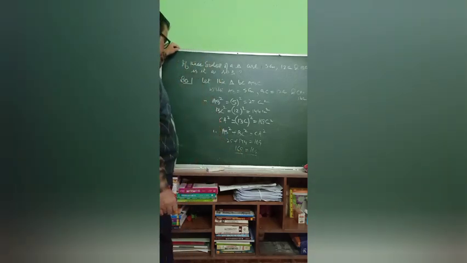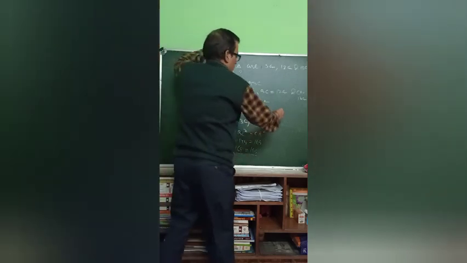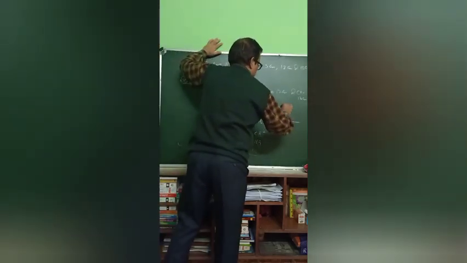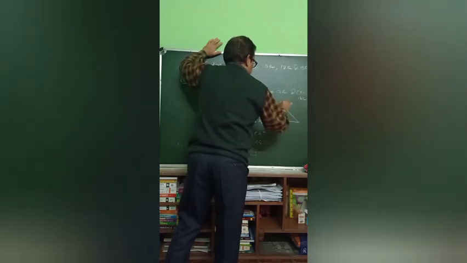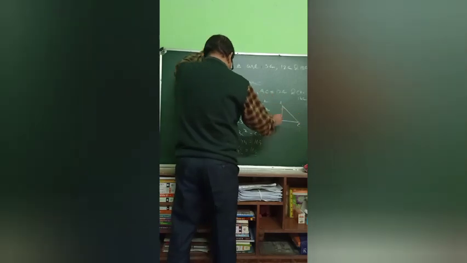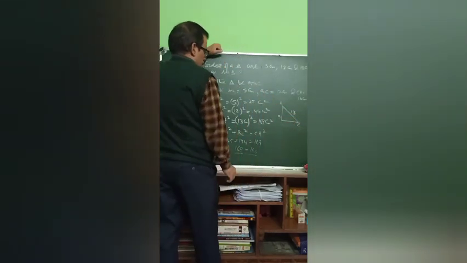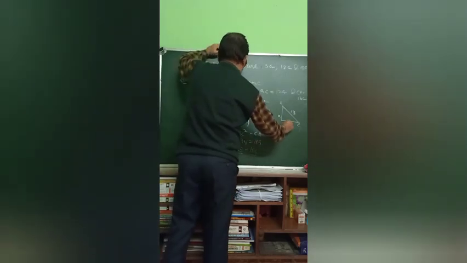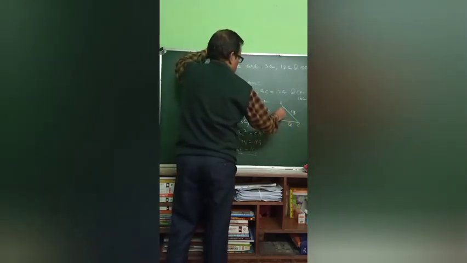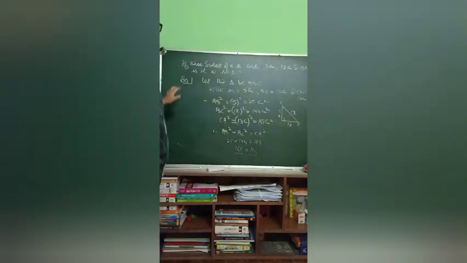The right angle is opposite CA, that is angle B. So angle B should be 90. AB, BC and CA: CA is 13, BC is 12, AB is 5, so angle B should be 90. Yes, it is a right angle.